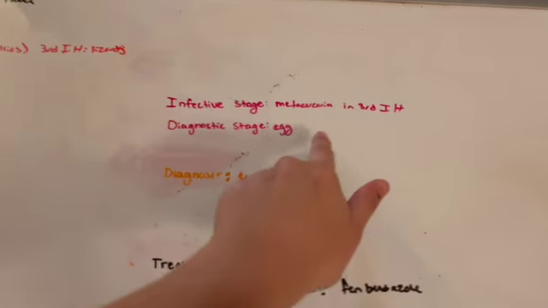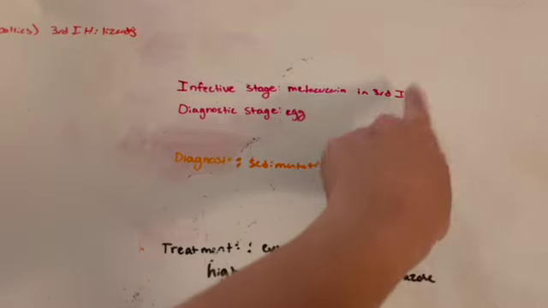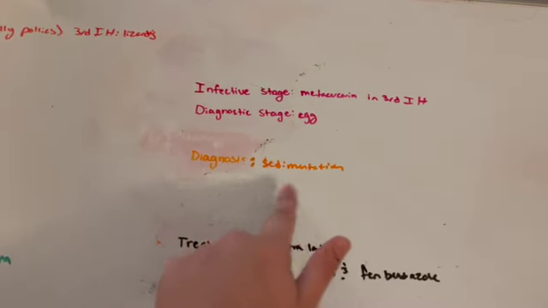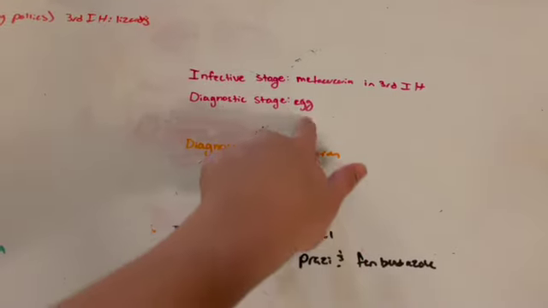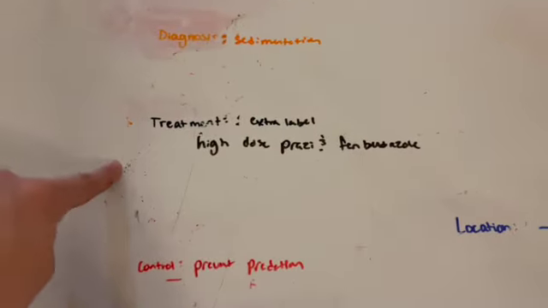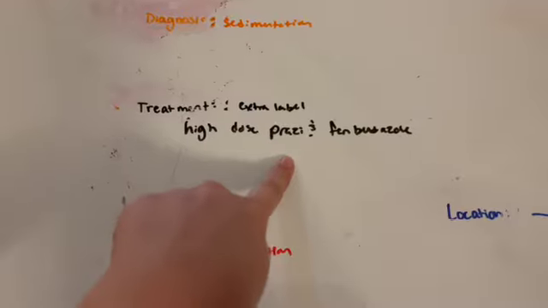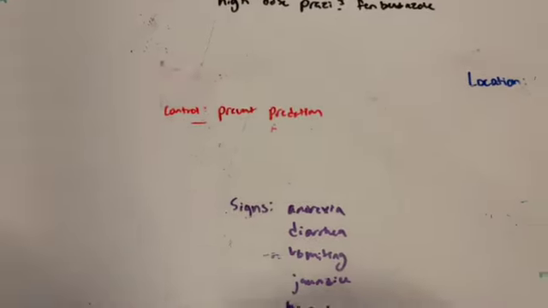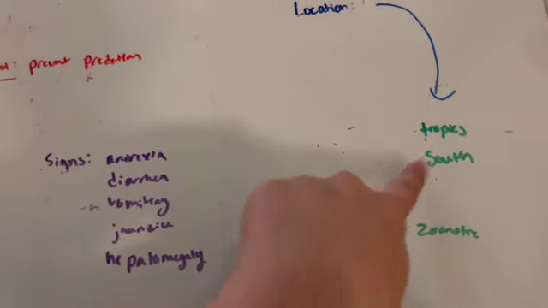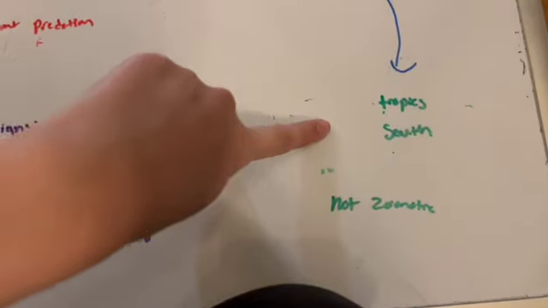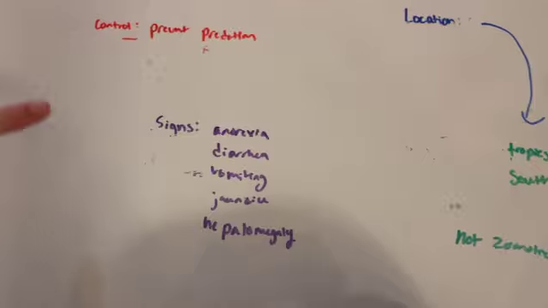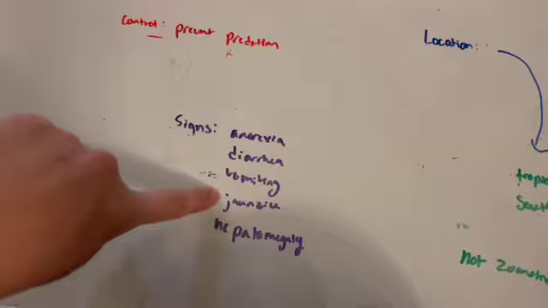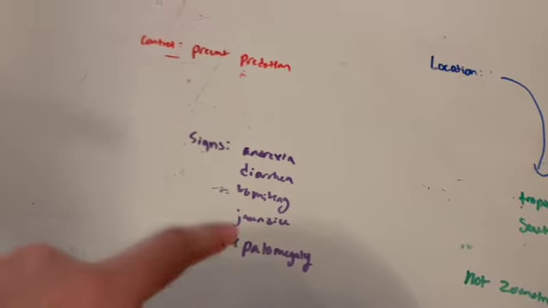The infective stage will be the metacercaria in the third intermediate host, the lizards. Diagnostic stage is the egg. You can diagnose it by sedimentation for the egg. Treatment, it is extra label, so you have to do high doses of praziquantel and fenbendazole. You have to prevent predation with your cats. Location, I wrote it in the wrong spot, but it's in the tropics in the south here. It's not zoonotic. Signs include anorexia, diarrhea, vomiting, jaundice, which is special, and hepatomegaly.